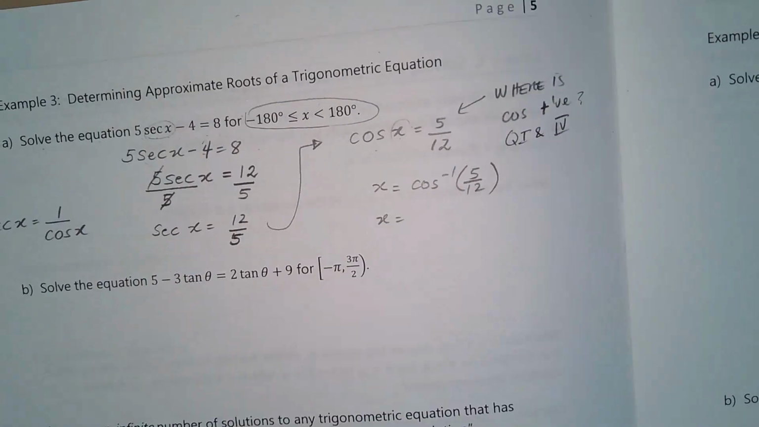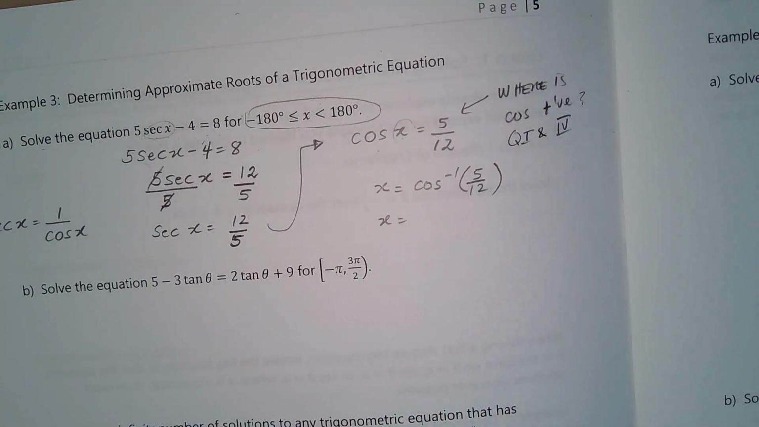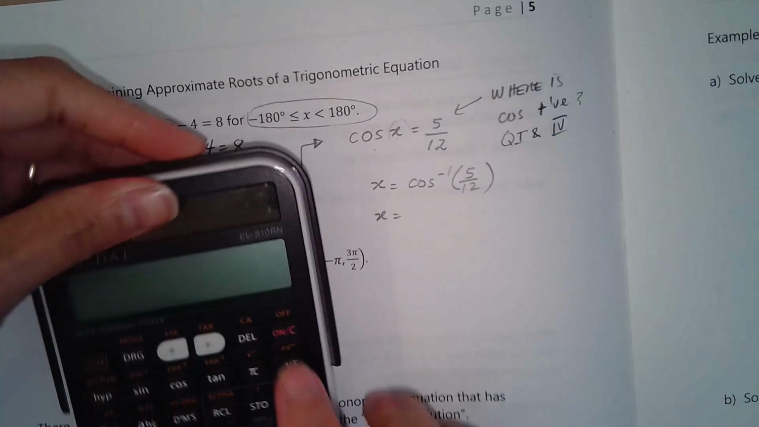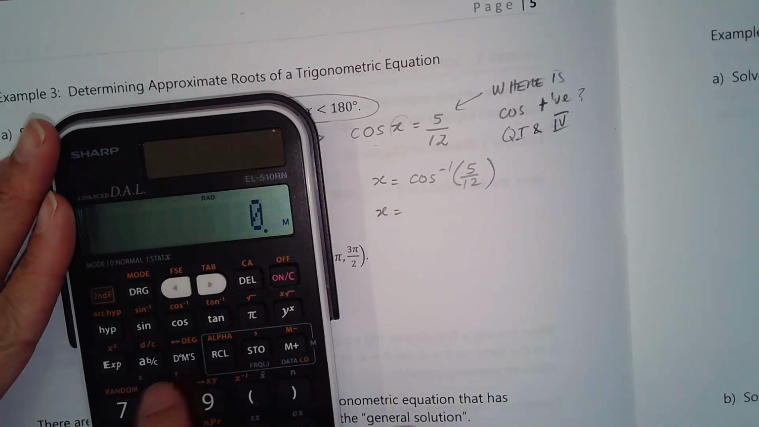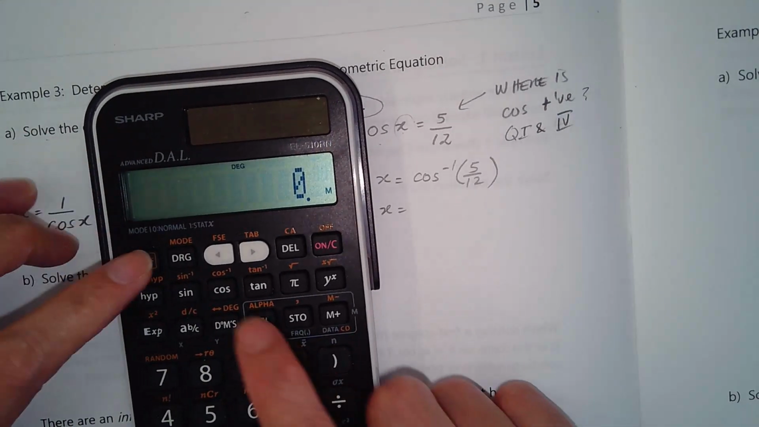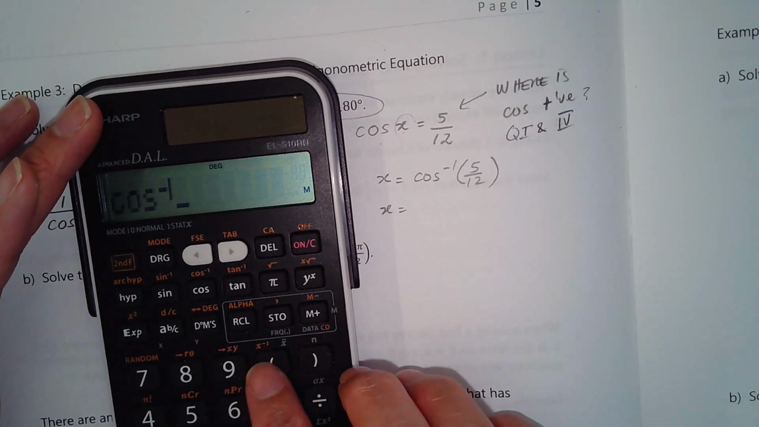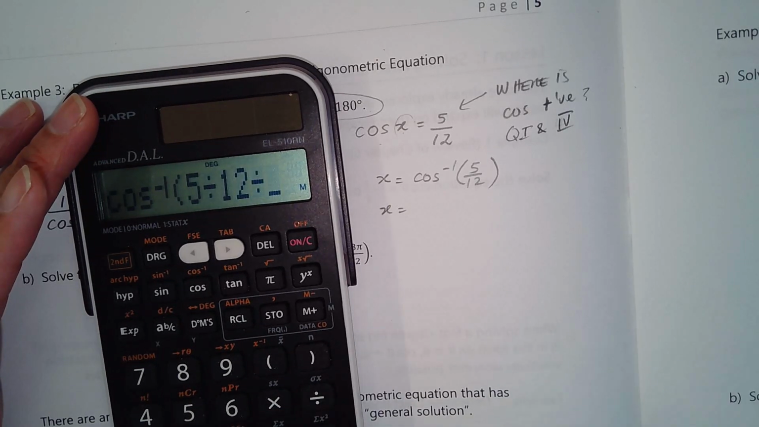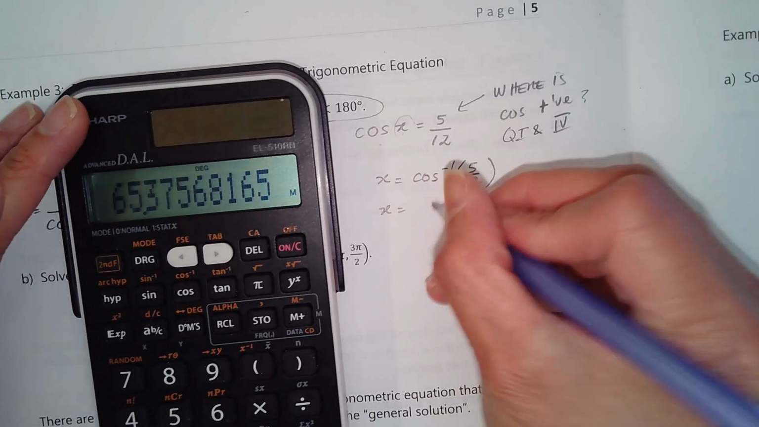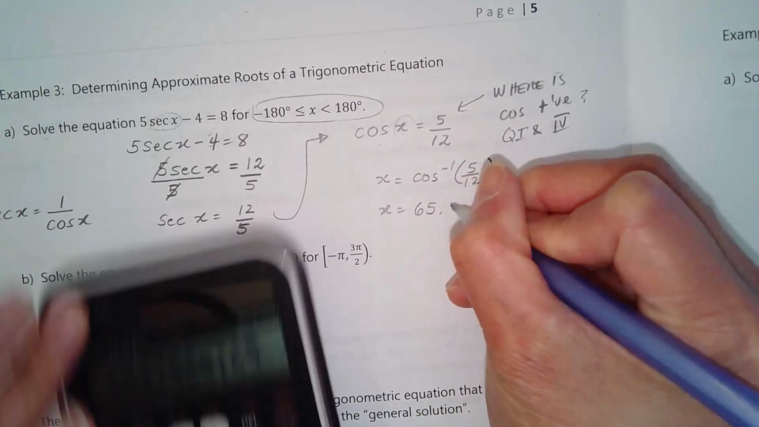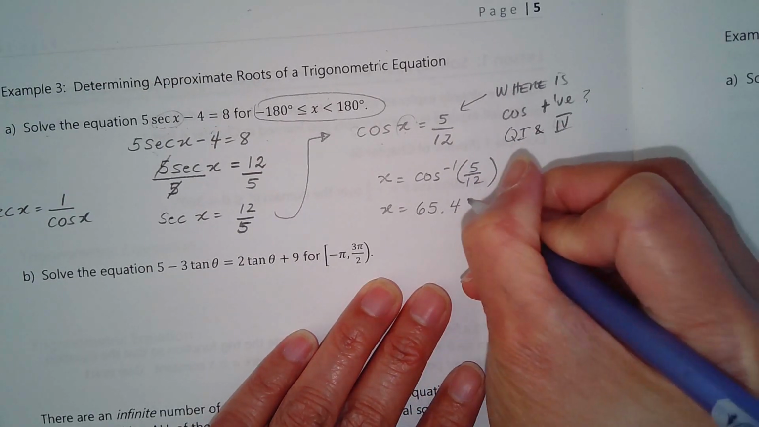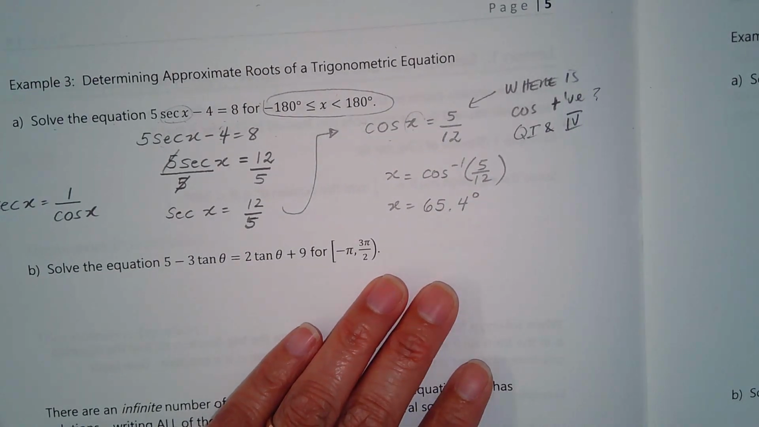I know that we're operating in degrees, so I have to make sure my calculator is in degree mode. Once it's in degree mode, I can do inverse cos of 5 divided by 12, which is going to be 65.4 degrees.